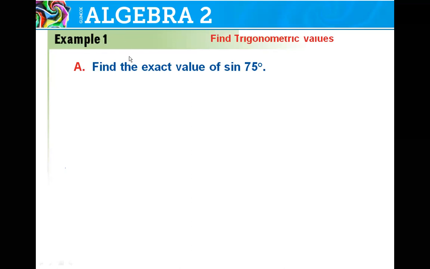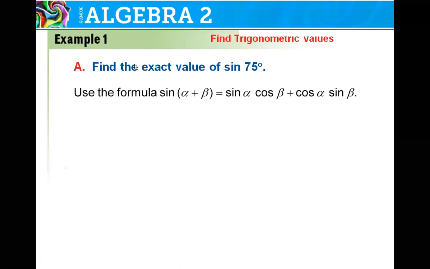Okay, the first step: use the formula of sine alpha plus beta. It means the sine of the sum, which is sine alpha cosine beta plus cosine alpha sine beta. Sine, cosine, cosine, sine, as we said. Okay, where are alpha and beta?